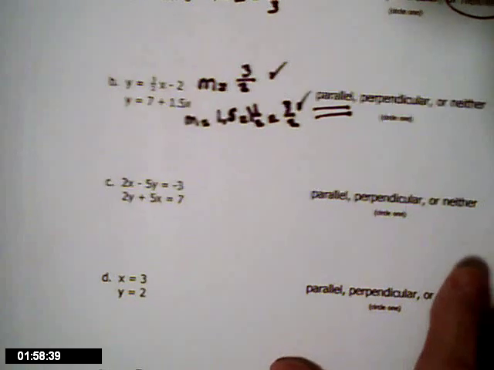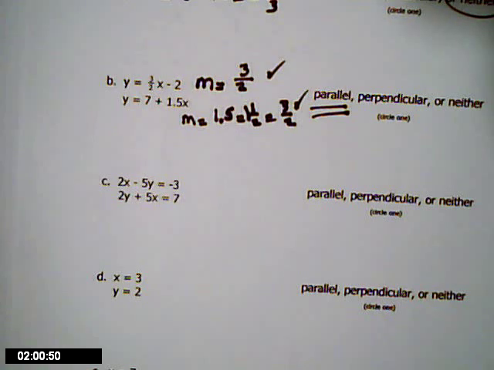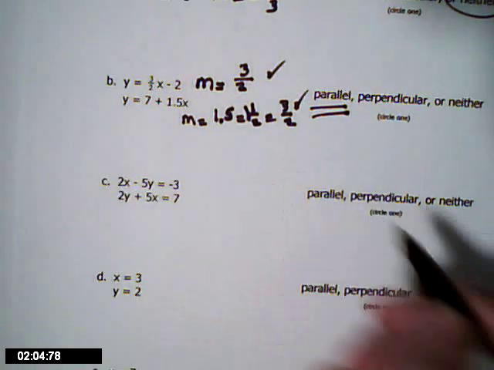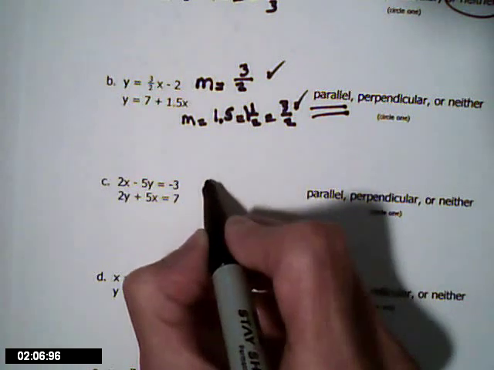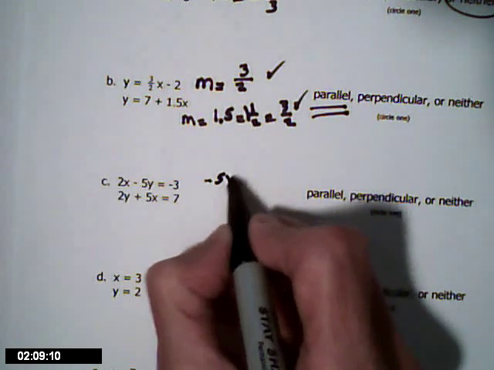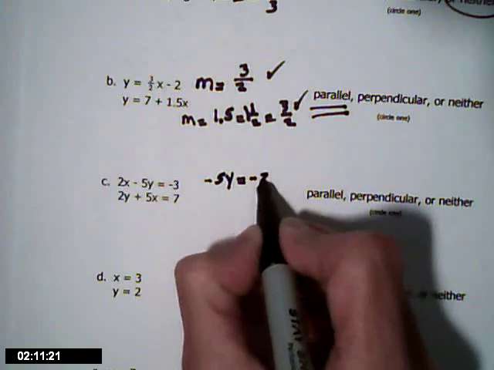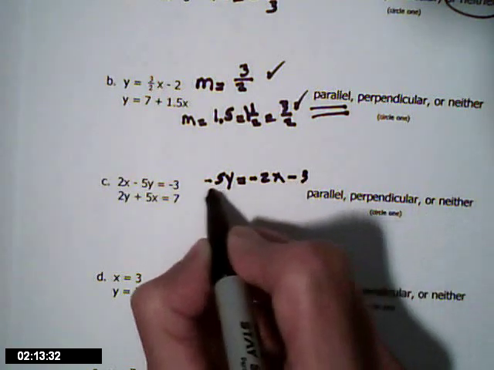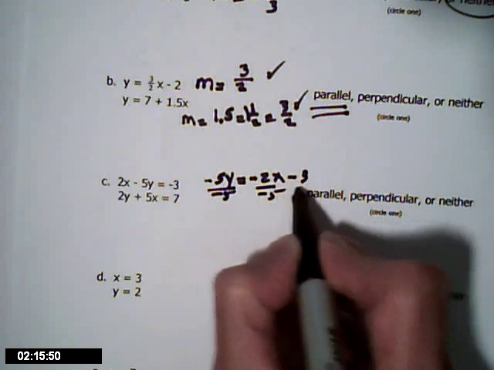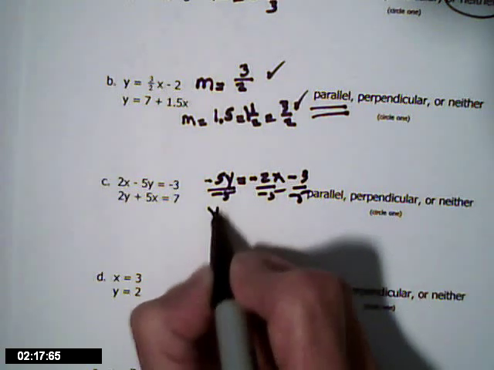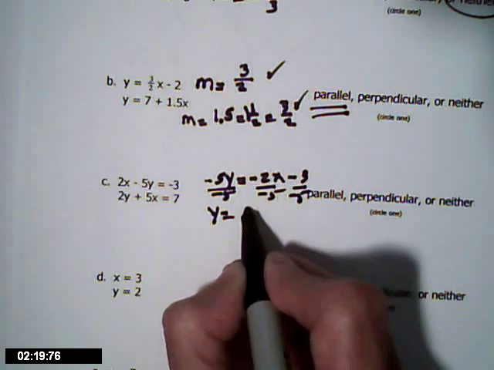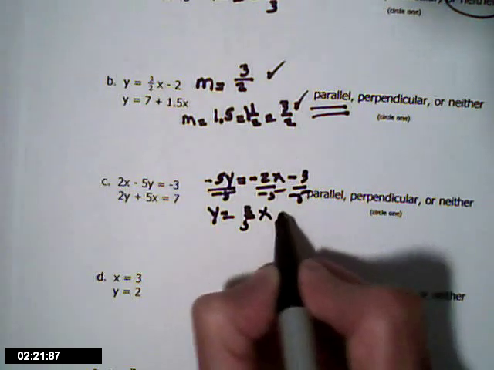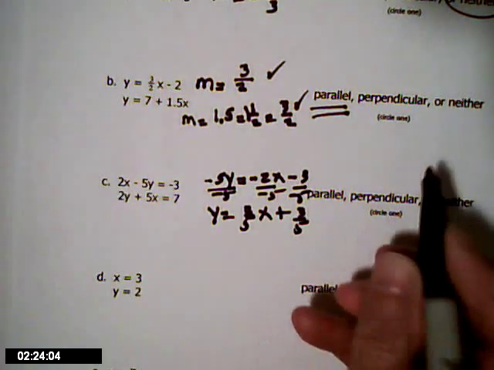Now in problem C, we're going to have to do a little work because we've got to put these in slope-intercept form. So I'm going to try to write small and get this in. In the top equation, remember I'm solving for y, so move the 2x, divide by -5, and I have y equals negative into negative is positive, 2/5 x plus 3/5.